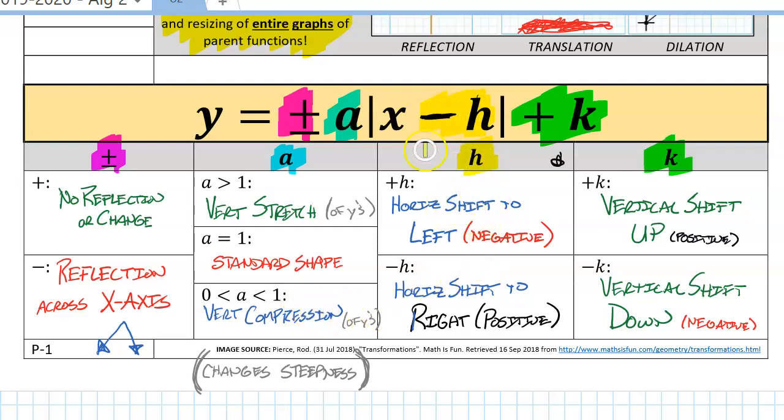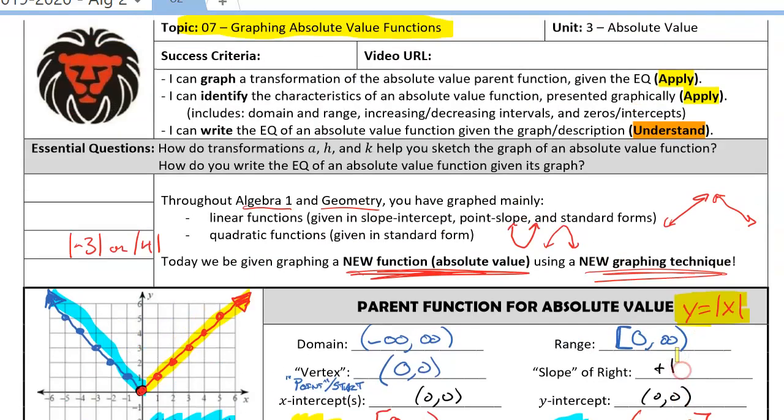Any h value on the inside, if it's positive, it moves my graph to the left. If it's negative, it moves my graph to the right. And k values, we can either add on to the end and move the graph up, or if it's a negative, we would move the graph down.